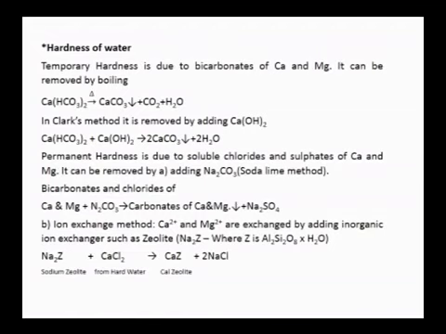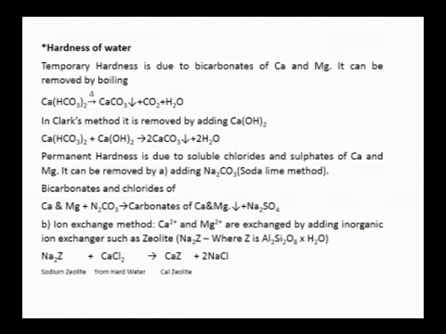which can be filtered off. The permanent hardness of water is due to chlorides and sulfates of calcium and magnesium, and it can be removed by adding soda lime. In the soda lime method, it can be removed by adding sodium carbonate, during which the bicarbonates and chlorides of calcium and magnesium react with Na2CO3 to form carbonates of calcium and magnesium.